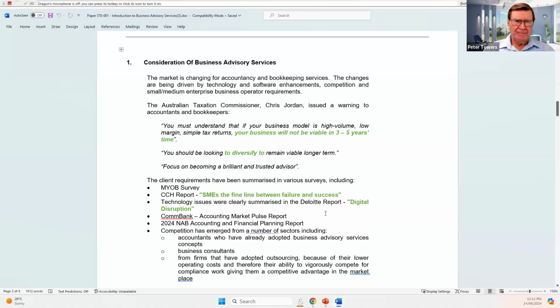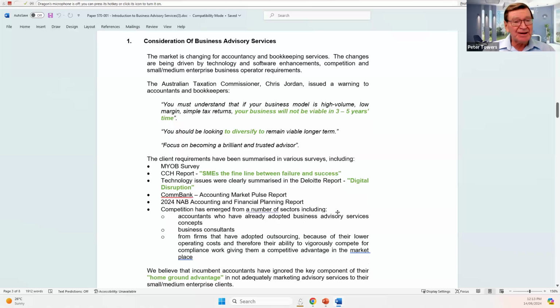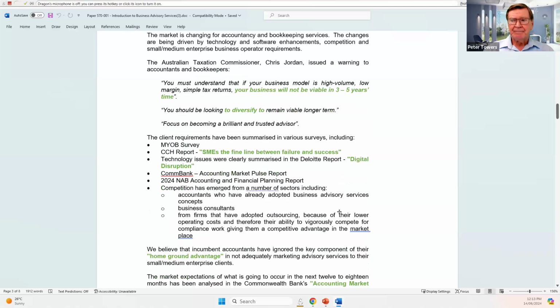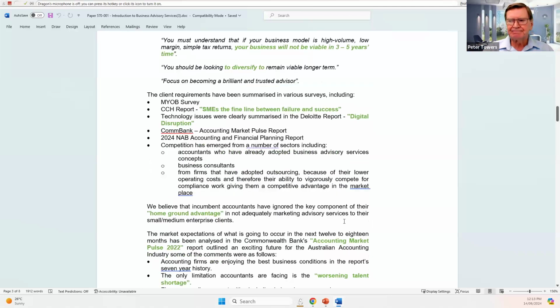We want to help you at ESS BIZTOOLS to become the trusted and brilliant advisor. We also refer to reports that have been prepared over the last decade or so by MYOB, by CCH, by CommBank, by National Australia Bank, by Deloitte, who have all issued reports that have aided the acceptance that the accounting firms and bookkeeping firms can offer more services to assist clients to survive in business.